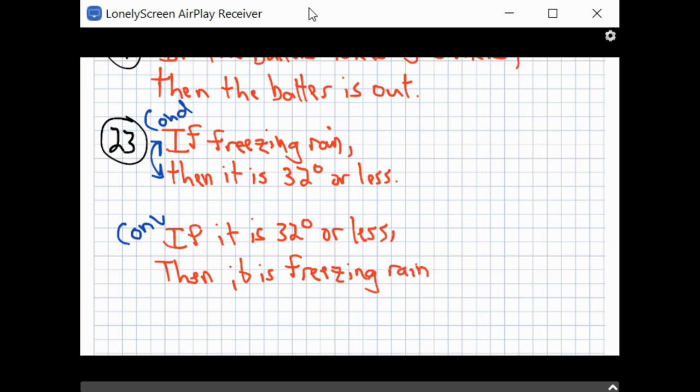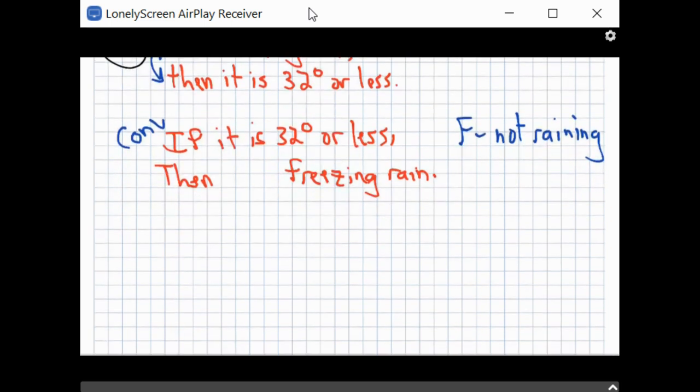Actually, I'm going to write freezing rain for my shorthand here. Is that true? If it's below 32 degrees, do you have freezing rain falling? Now, I can think of a counterexample. That's false. You could just say it's not raining. Just because it's cold doesn't mean it has to be raining. So we would say, no, that is false.